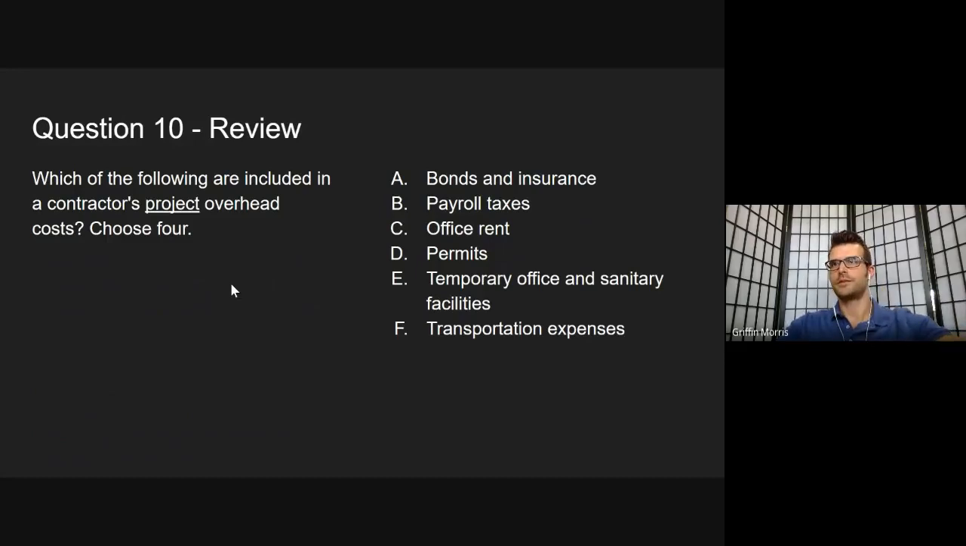So question number 10. Which of the following are included in a contractor's project overhead costs? So the keyword for this question is definitely project. All of these are examples of overhead costs: bonds and insurance, payroll taxes, office rent, permits, temporary office and sanitary facilities, and transportation expenses. They're all overhead costs, but the question wants to know which ones are assigned to a specific project. Anybody want to make a guess in the chat window?